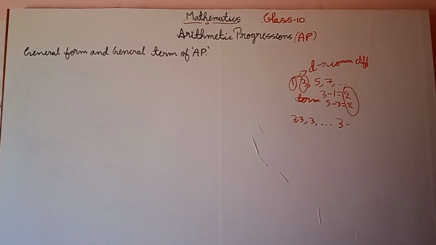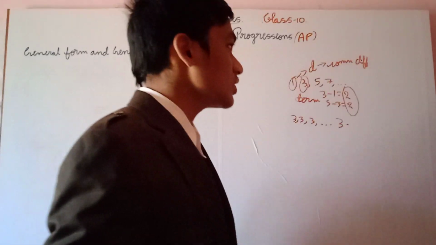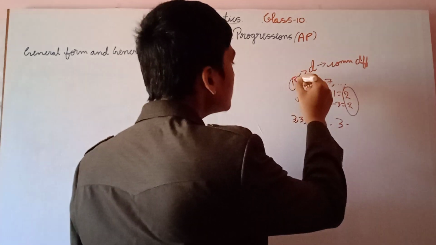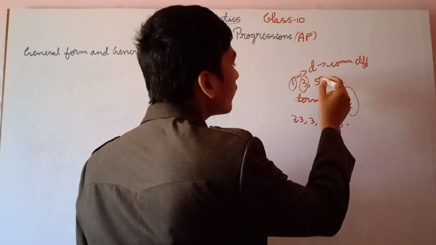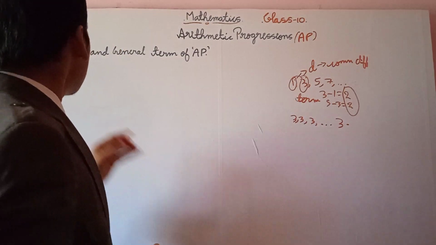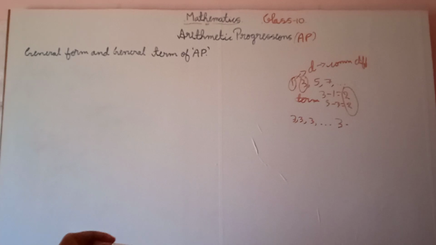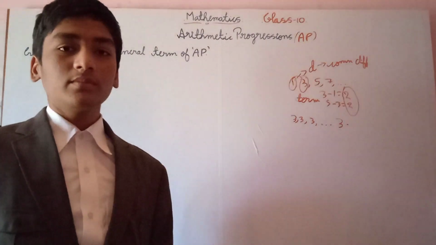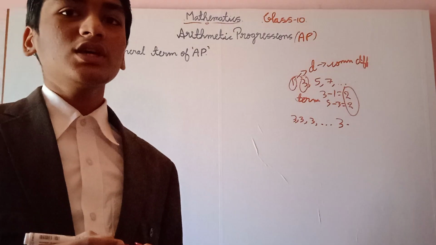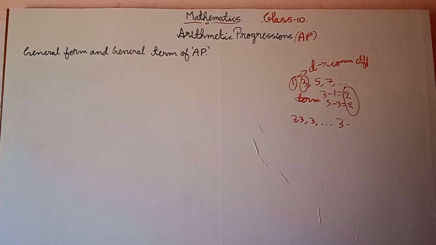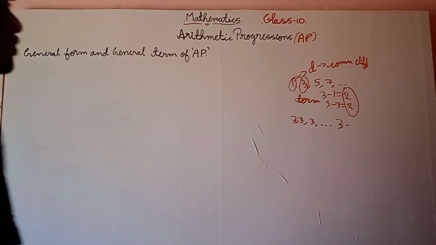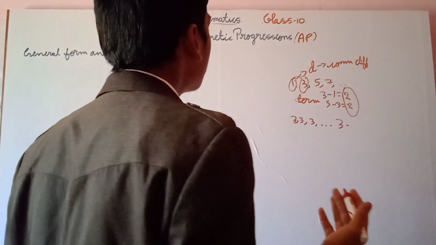Now we are going to study the general form and general term of arithmetic progression. Note that in this arithmetic progression, 1 is the first term, 3 is the second term, 5 is the third term, 7 is the fourth term. So let us come to the general form and general term of AP. What do you mean by general form? The general form is the representation of any arithmetic progression.